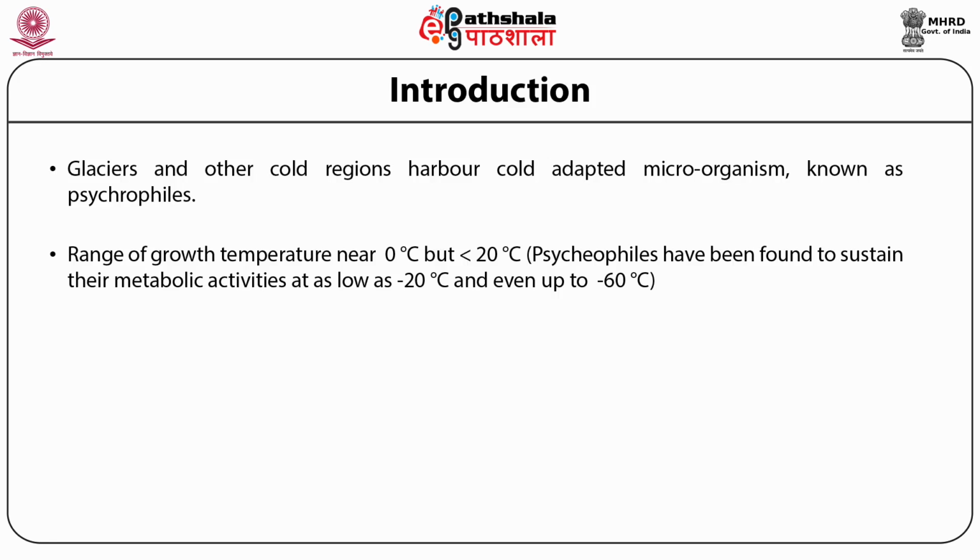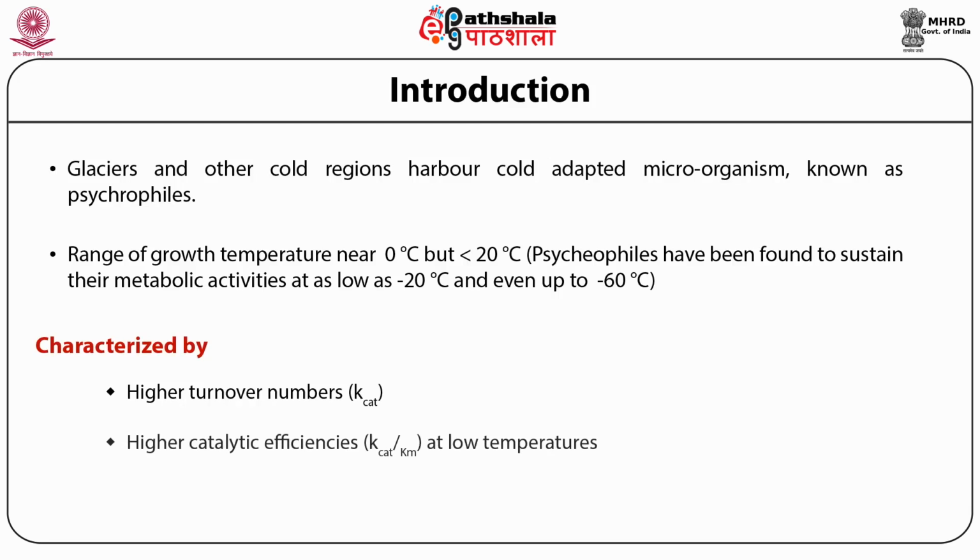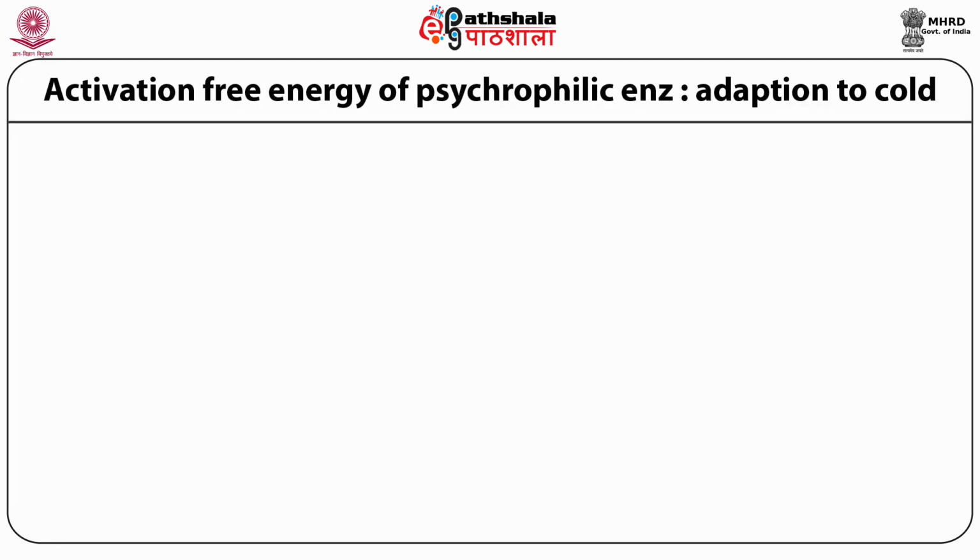Now the important fact about these enzymes is that their activity is characterized by higher turnover numbers, kcat, higher kcat values, and higher catalytic efficiencies, which is kcat by km, and these higher values are reported at low temperatures. So the psychrophilic enzymes, or the cryostable enzymes, are, as we know, adapted to cold. So what is the reason behind that?